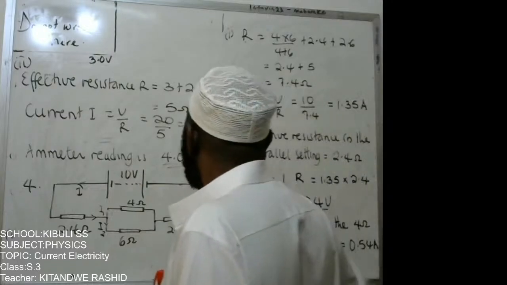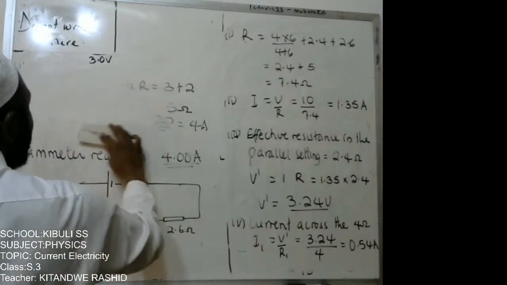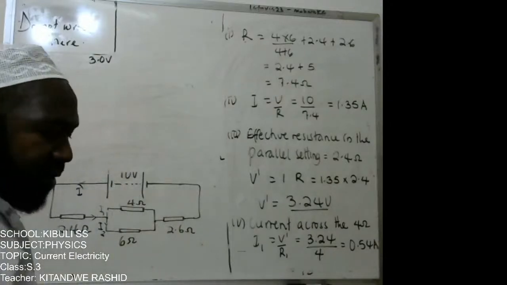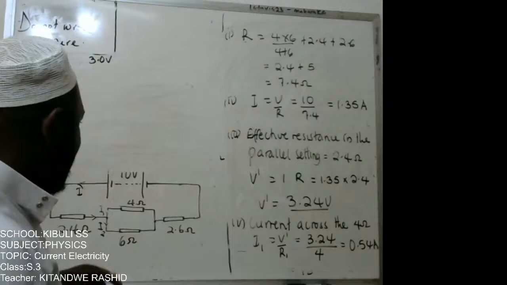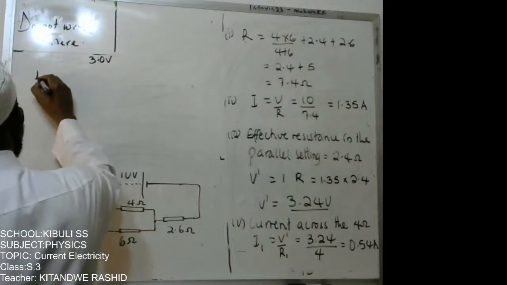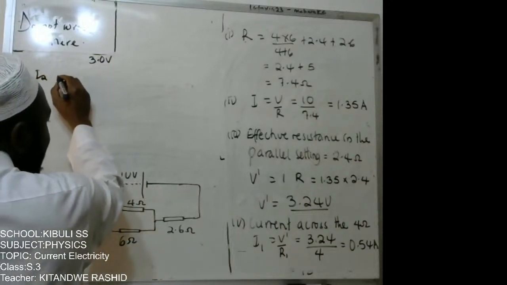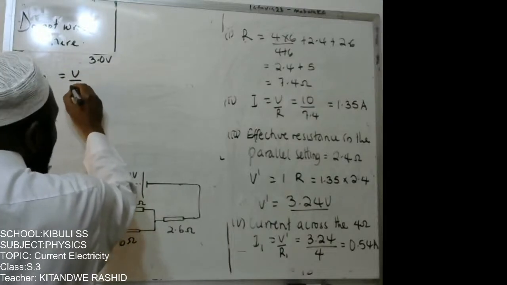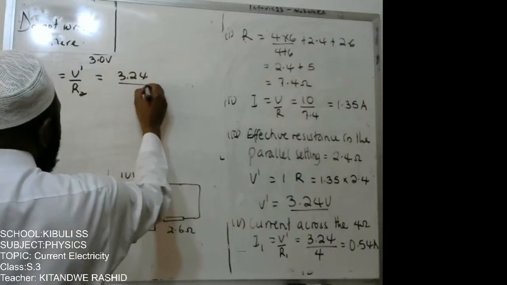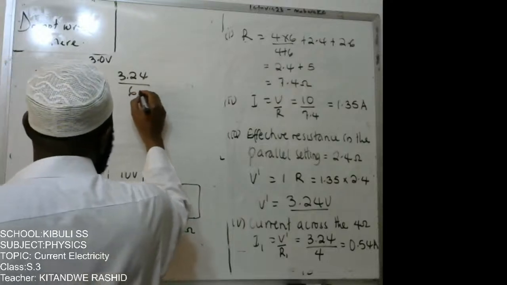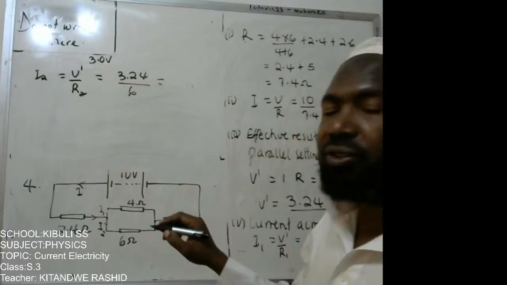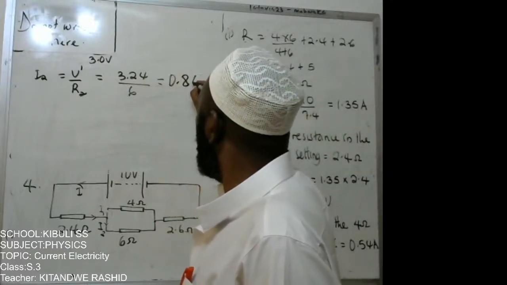So the last part, current through the 6. So their PD is the same. The parallel setting PD is the same. So I2 is now going to be V over R2. So the V is 3.24 divided by R2, which is 6. And there the answer, 3.24 divided by 6, we realize you are getting the answer to be 0.8 amperes.